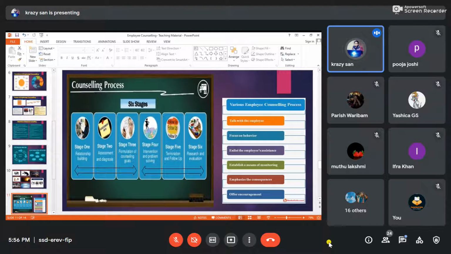Instead of following up, you start doing self-follow-up, and then you do the research and evaluate your work, your personal life, your emotional attributes by yourself. These are the things that happen after the counseling process is done to an employee, and when that counseling is taken positively by an employee.